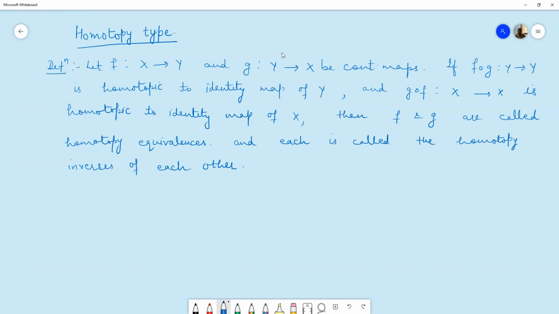And if f and g are homotopy equivalences, then these two spaces X and Y are called homotopy equivalent. So if two spaces are homotopy equivalent, then we say they have the same homotopy type.